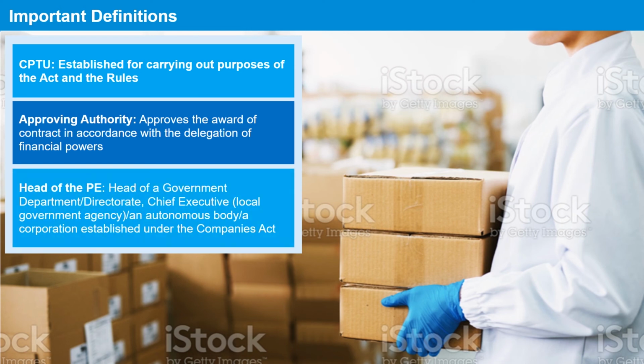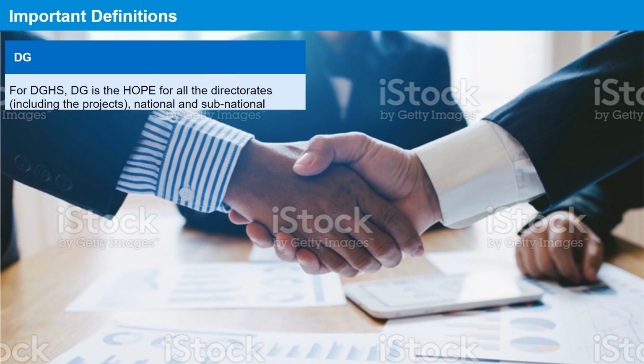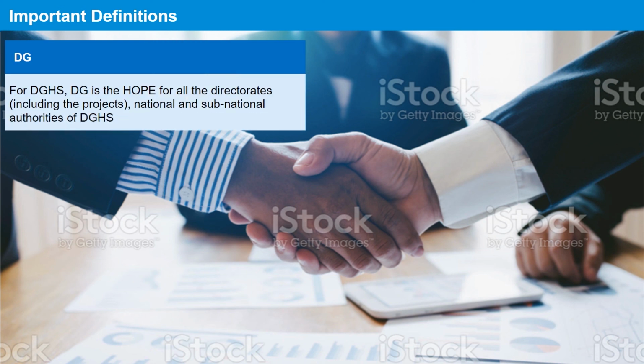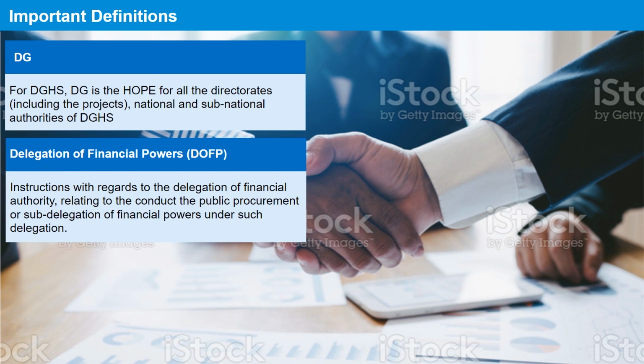The head of the procuring entity refers to the head of a government department or directorate, or the chief executive of a local government agency, or an autonomous or semi-autonomous body, a corporation, or a corporate body established under the Companies Act. For DGHS, DG is the head for all the directorates, including the projects, national and sub-national authorities of DGHS. Delegation of financial powers means the instructions with regards to the delegation of financial authority relating to the contract approval of public procurement or sub-delegation of financial powers under such delegation.